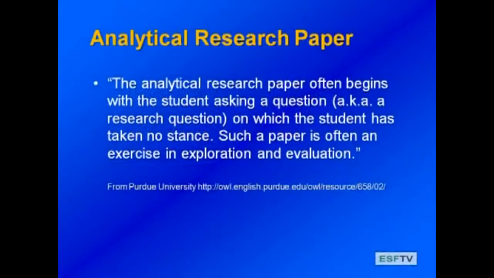Now, the other kind of research paper is called analytical. Let's talk about what analytical research papers are. An analytical research paper begins with a student asking a question, and then the student has taken no stance whatsoever. So the research paper is an exploration or an evaluation of a topic, and it could still be on those topics that I just mentioned: hydrofracking, nuclear energy, and genetically modified foods. But in the case of an analytical research paper, I've taken no stance. I'm not for it, I'm not against it. I'm just offering up information to my audience so they can make their own decision.